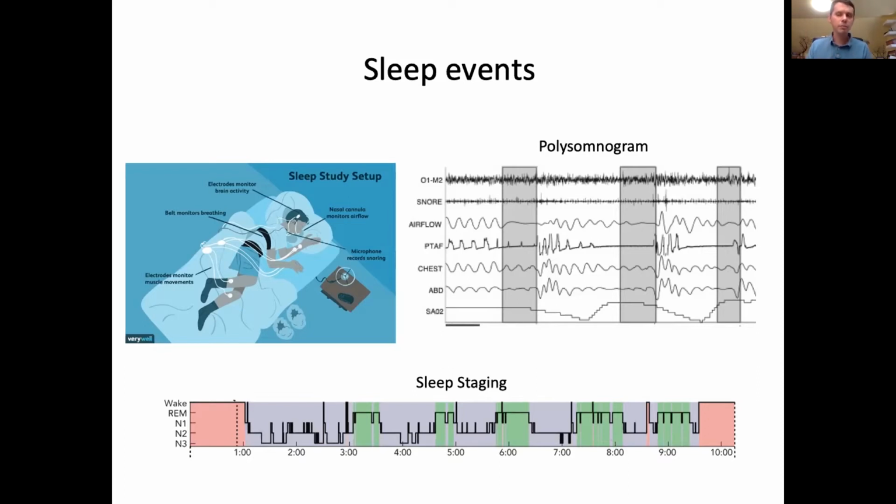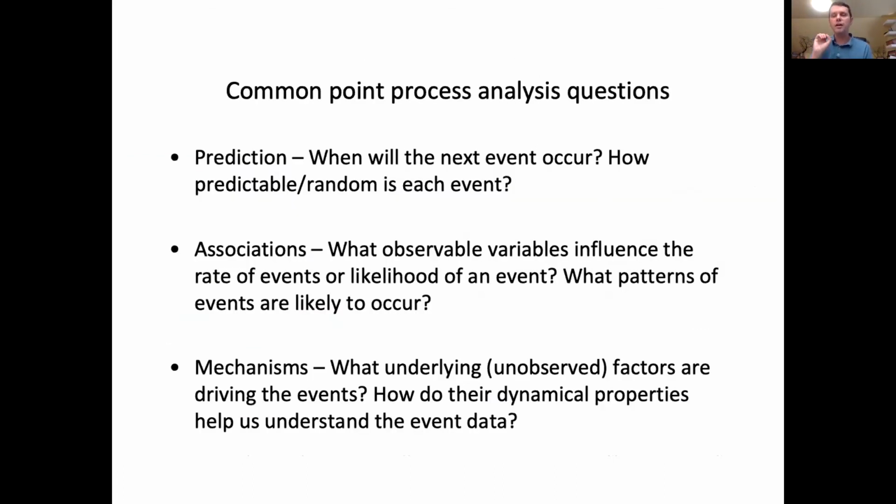I want to spend a few minutes just talking about the fundamental idea, the common types of questions and methods we use to analyze those questions. And as I've pointed out in these examples, I think there's three categories of questions that arise quite a bit when analyzing event data. The first that I mentioned is prediction. So can you predict, and how confident can you be about when the next event is going to occur? And that's really a sense of how random the events are or how predictable they are.